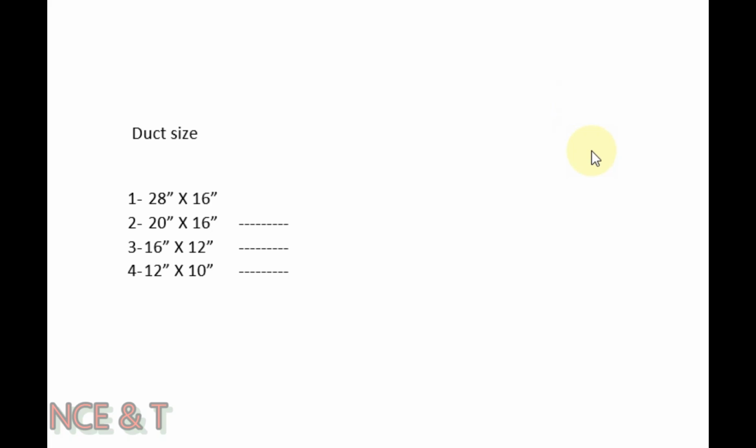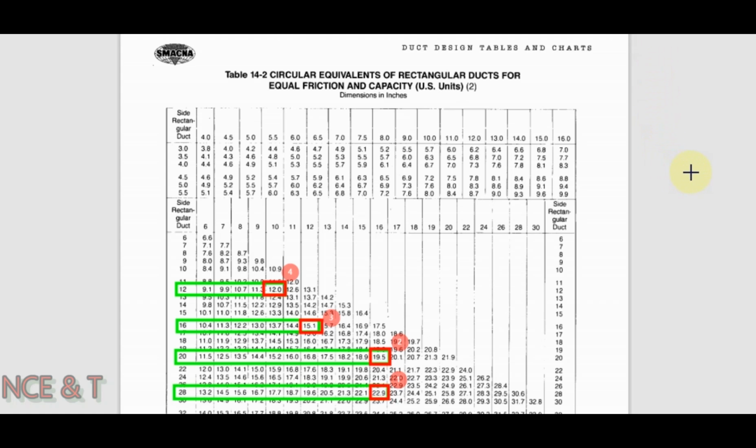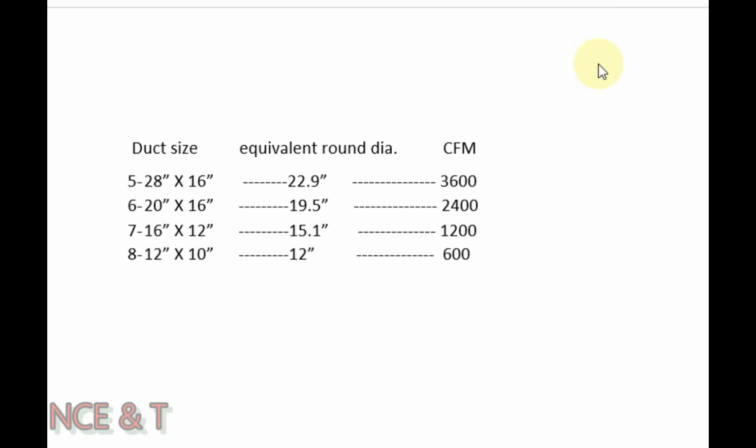As we have 4 rectangular duct sizes, in order to use the friction loss chart, we need to find the equivalent round diameter for these duct sizes using SMACNA table. Using Table 14-2, we have selected the equivalent round diameter for the rectangular duct sizes. You can see for the duct size 28 by 16 inch, the equivalent round diameter is 22.9. And for the size 20 by 16 inch, it is 19.5 inch. For the duct size 16 by 12 inch, equivalent round diameter is 15.1 inch. And for the duct size 12 by 10 inch, it is 12 inch.